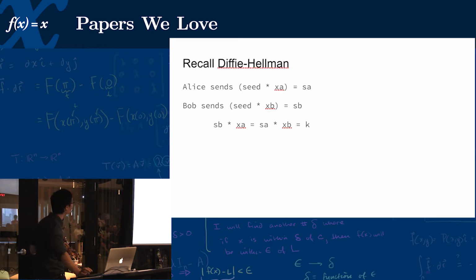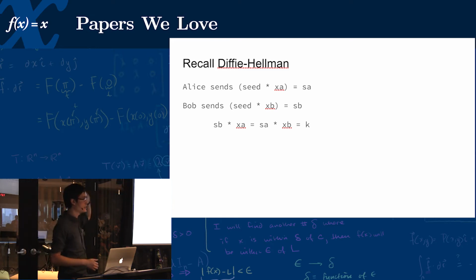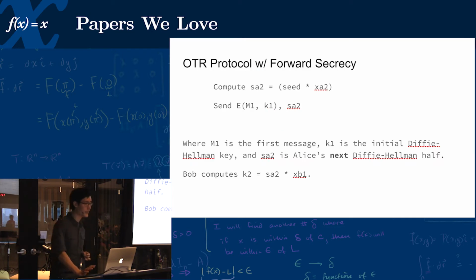So, okay, how does this half business work? As I recall Diffie-Hellman, Alice takes this public seed and stars it with her private key and produces, I'm just going to call this thing SA for shorthand notation. And then Bob does the same thing and comes up with SB. And we establish that SB star XA is the same as SA star XB. And that's their secret key. So now the message becomes this.